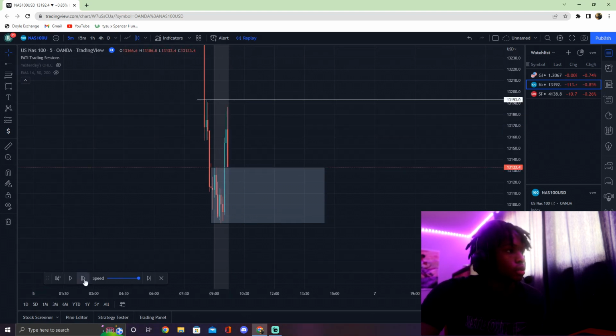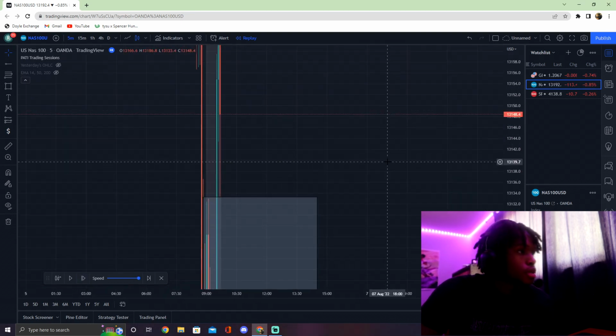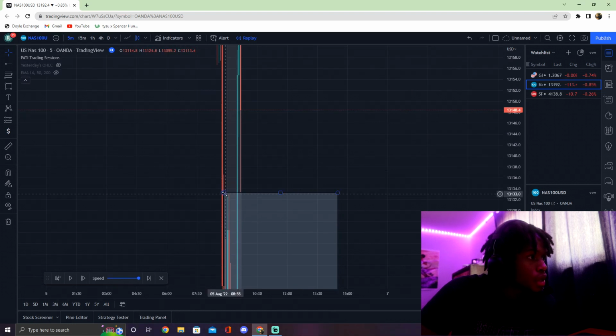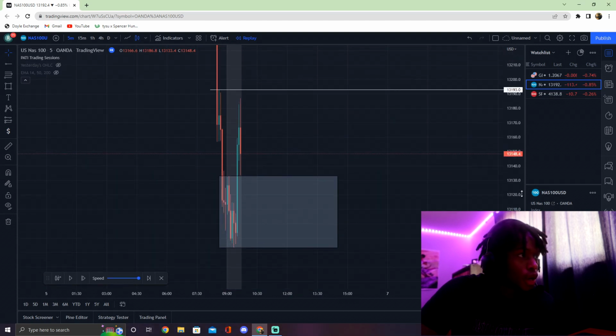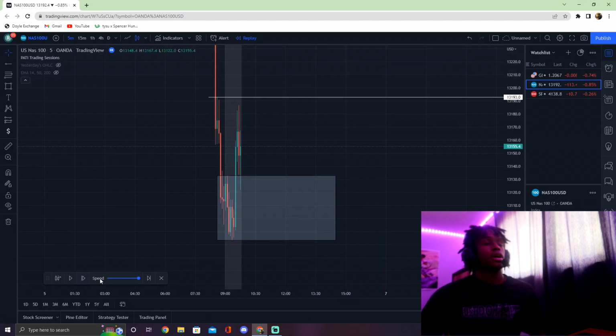If we fast forward, we're waiting for the tap now. Okay, we're waiting for it to come back to the zone. Let's see if it tapped, because sometimes the market be on some BS. It didn't tap. It didn't tap yet. Okay, I had to realign it. It didn't tap. I'll put it a little bit too high. Let's see. Now we got the tap. Okay, so now we got the tap.